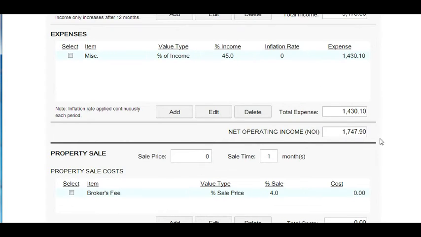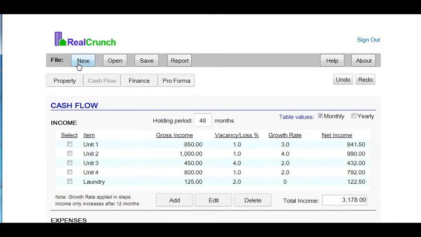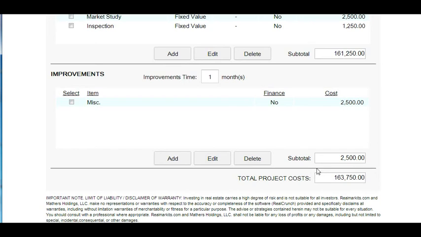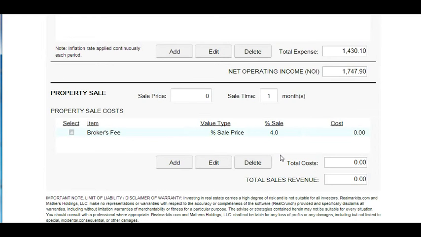Here's our NOI, net operating income. And then for our property sale, we bought that thing at, let me go back and check, 163. Typically you go off the cap rate, but for the example, once you do the pro forma, you can adjust that value based on what your final NOI is. But for now, let's just say we're going to sell it around 180,000.